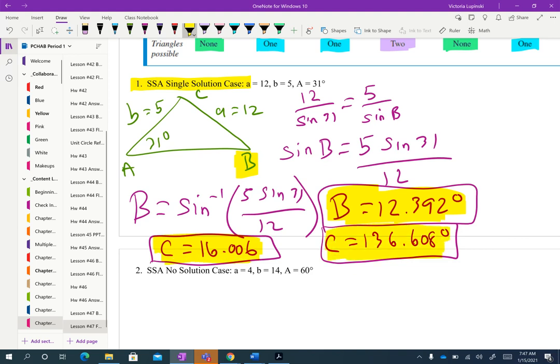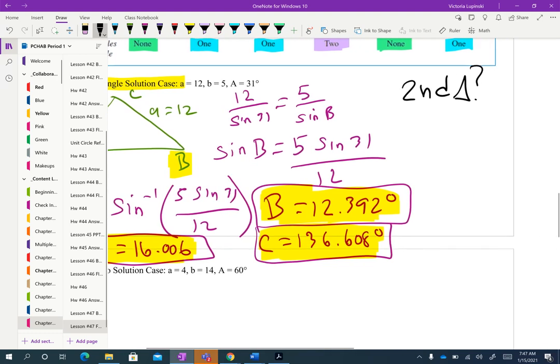So remember, solving a triangle means find all the missing sides and all the missing angles. So you have solved that triangle just like normal, assuming that there's just one solution. Because of the fact that it is a side-side angle, you are going to ask yourself, is there a second triangle? Here's how you determine if there's a second triangle.